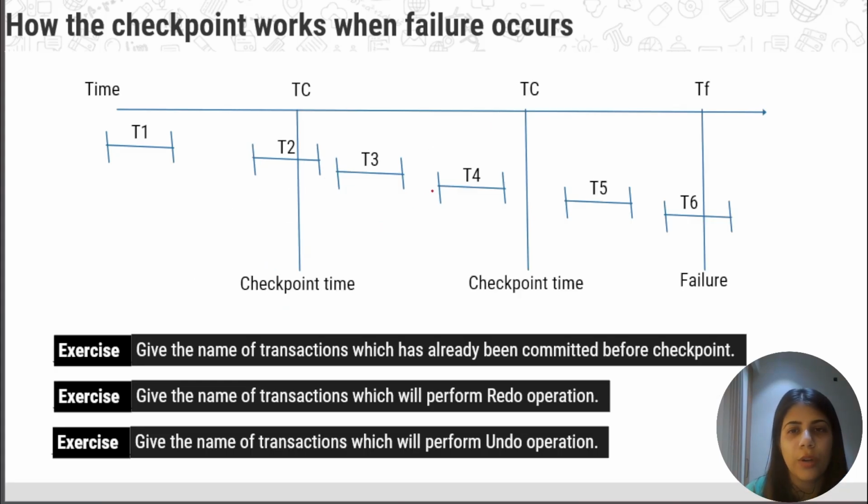So I'll give you an exercise. This is the graph. Okay, just take a picture of it. The exercise is: give the name of the transaction which has been committed before the checkpoint. Now over here, if you see, there are two checkpoints. You can call them checkpoint 1 and checkpoint 2. Give the name of the transactions which will perform the redo operation and give the name of the transactions which will perform undo operations. That is your exercise. Please put it in the comment below.